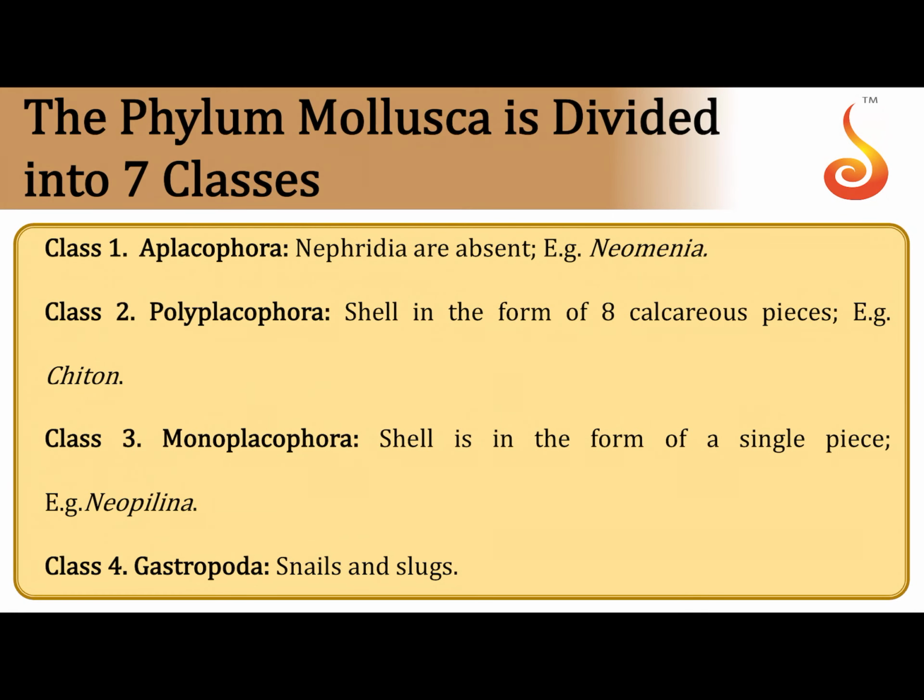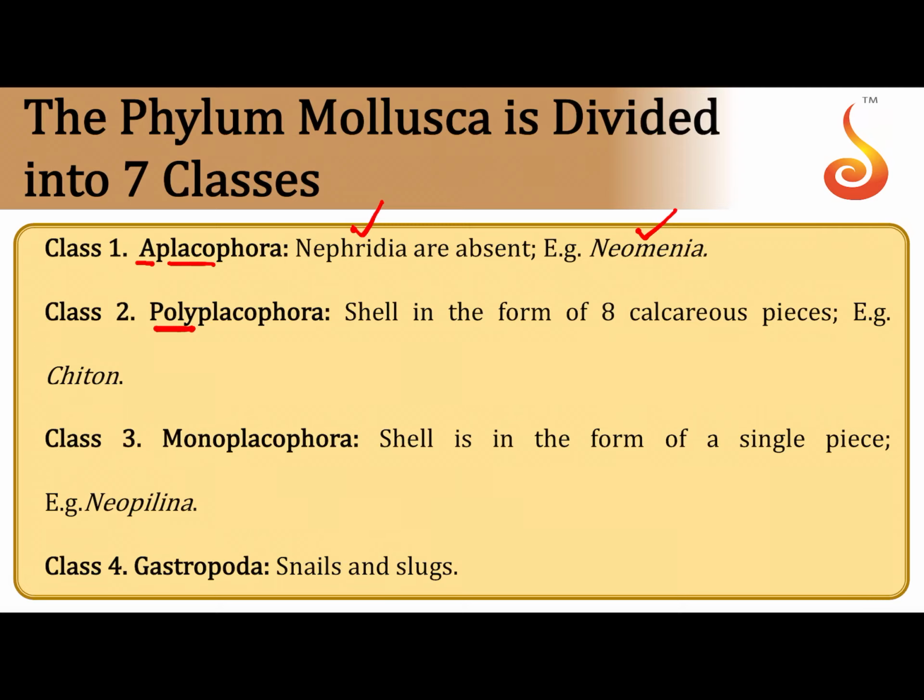The 7 different classes to which phylum Mollusca is classified into: the first one is referred to as Aplacophora, something you should remember as the name itself indicates. Placos means plate, Aplaco means they don't have a shell. They don't even look like a mollusk. They are completely shellless organisms, and they also lack excretory structures, that is nephridia. An example being Neomenia.